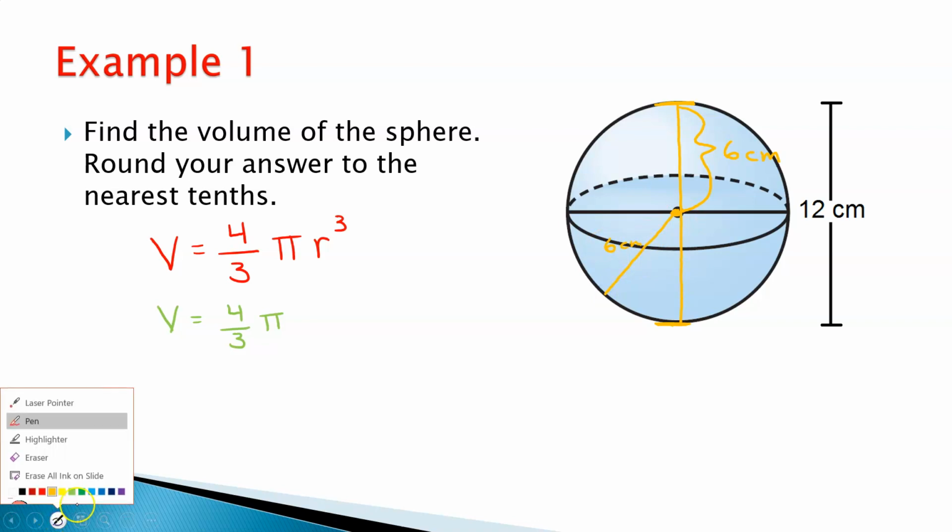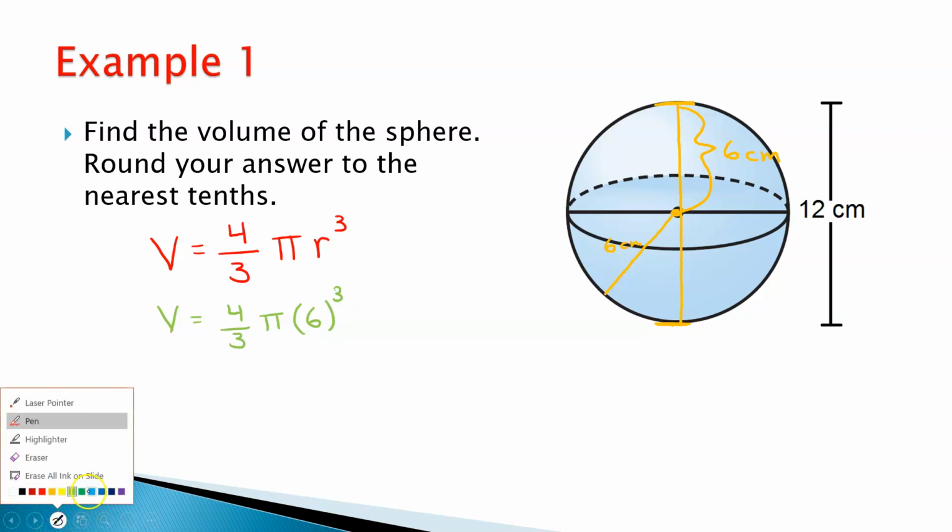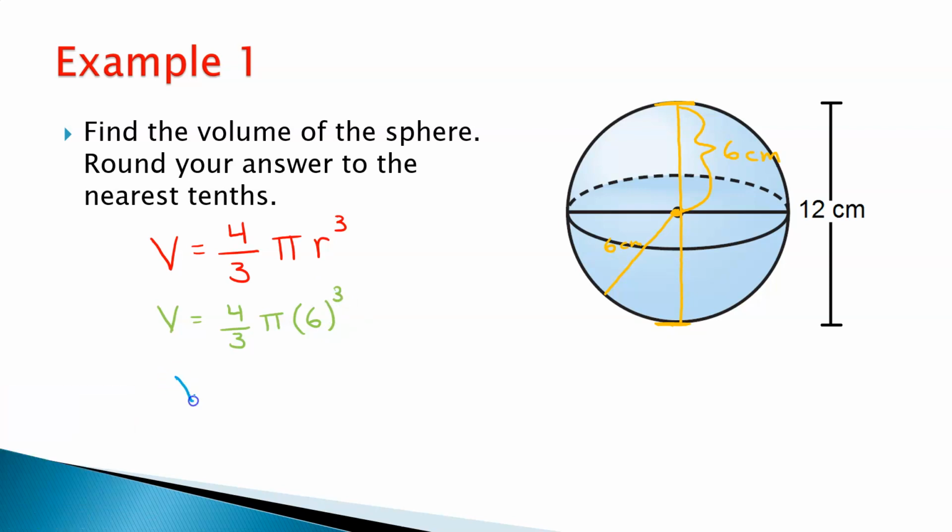So let's go ahead and plug that in. Let's plug in 6 to the third power. Now let's go through and actually multiply a couple of things out. What I like to do first at the very beginning, let me write 4 over 3. I'm not going to work with that yet. I'm also not going to work with pi just yet. I'm going to do 6 to the third power.